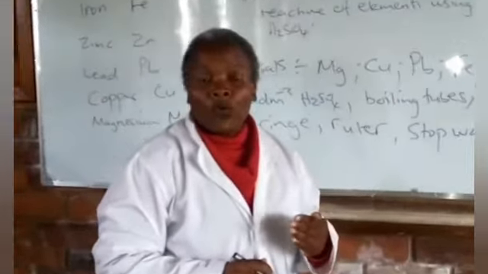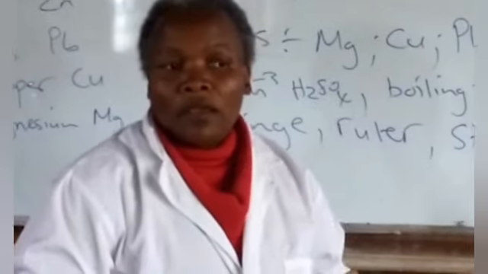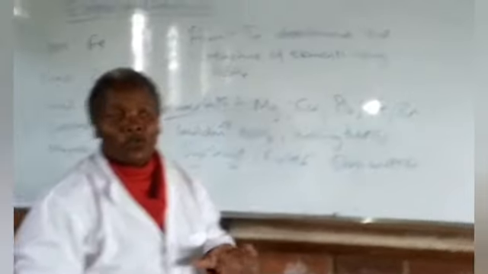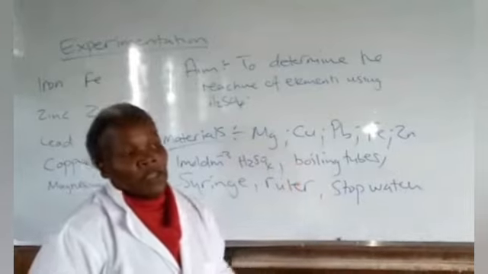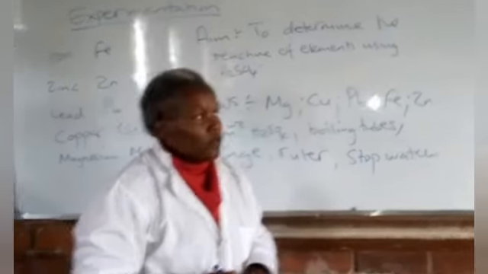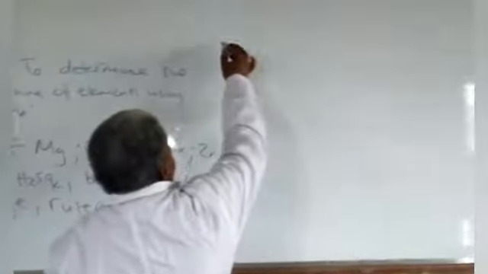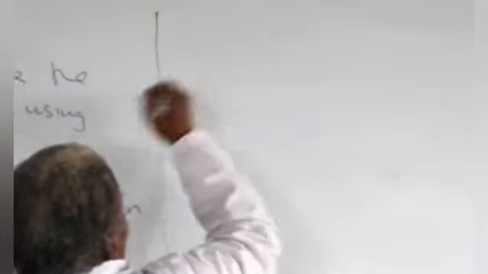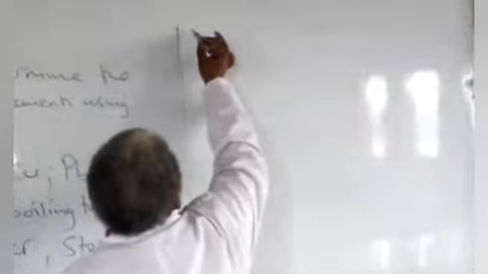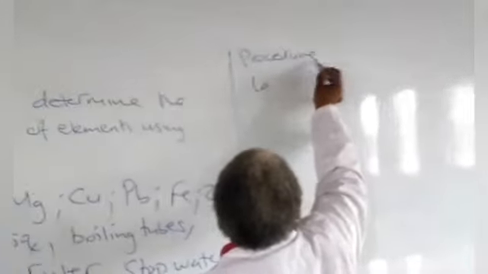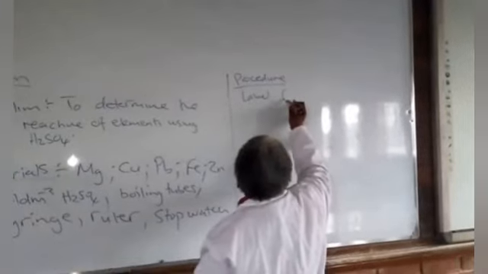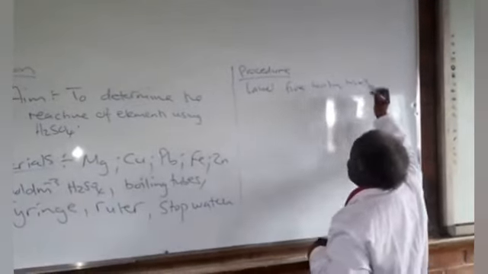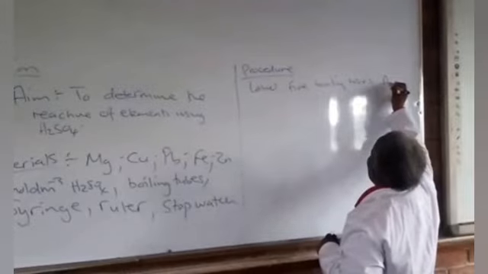Then we also need to have the method or the procedure. In the procedure, we are going to show step by step the different steps that we are going to perform so that we can get our results. The first step: label 5 boiling tubes, and we label them A to E.